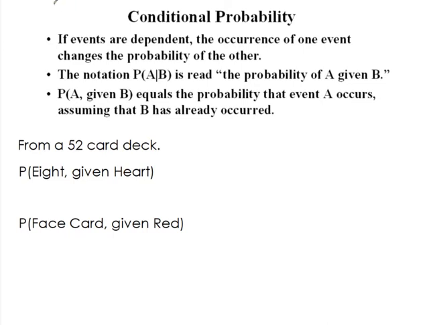So in a 52 card deck, we've got the probability of a heart given hearts. That means I'm only worried about not the 52 cards, but the 13 of them that are hearts. And how many of those 13 are hearts? 13. Probability of a face card given that it's red. There's 26 red cards, and I believe there are 6 face cards that are red. So your king, queen, jack of hearts, and king, queen, jack of diamonds.